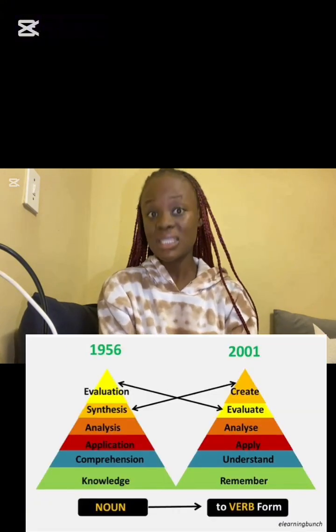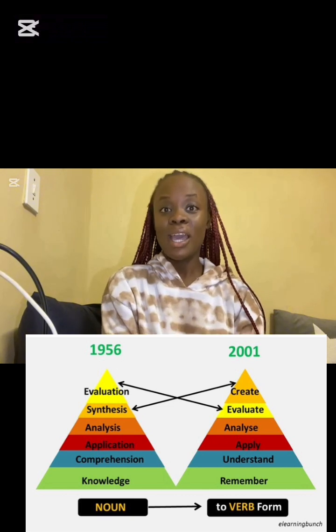Bloom's taxonomy is a framework for categorizing educational goals developed by Benjamin Bloom in 1956, and it was revised in 2001. The original taxonomy outlines 6 cognitive skills: knowledge, comprehension, application, analysis, synthesis, and evaluation.